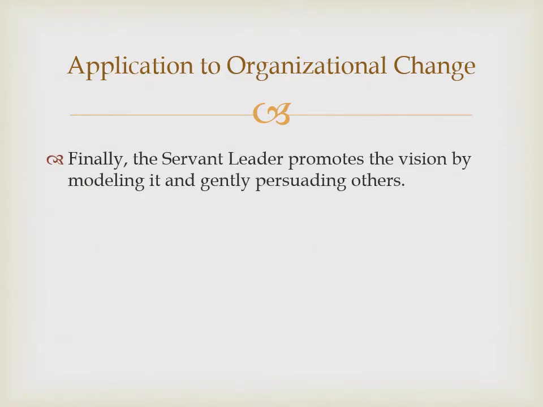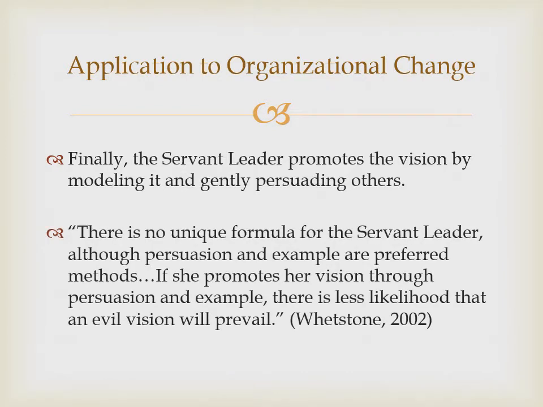Finally, the servant leader promotes his collaborative vision by modeling and persuasion. He acts out the vision in front of his followers every day and spends time addressing the pros of pursuing the vision. The servant leader makes his followers want to go after the vision. There is no unique formula for the servant leader, although persuasion and example are preferred methods. If she promotes her vision through persuasion and example, there is less likelihood that an evil vision will prevail. Whetstone, 2002.